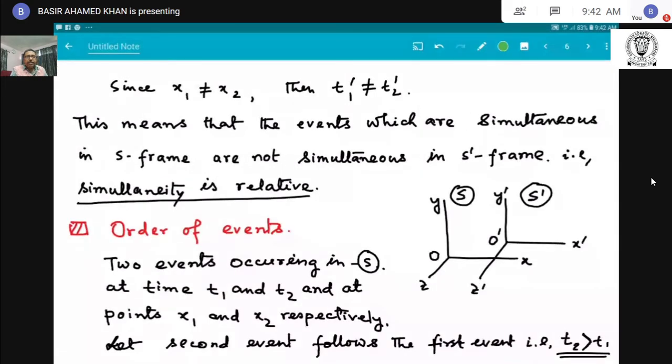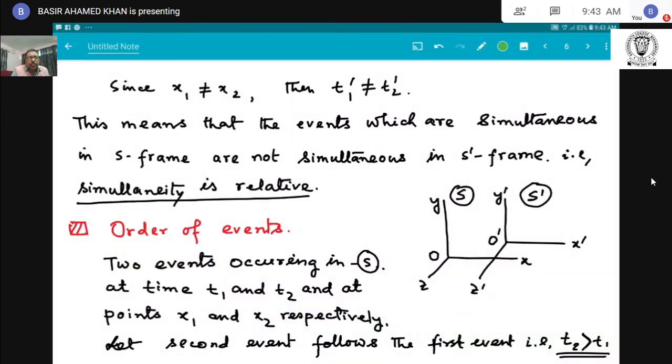Therefore, this means that the events which are simultaneous in the S frame are not simultaneous in the S dash frame. That is, simultaneity is relative. Now, the next topic is order of events.